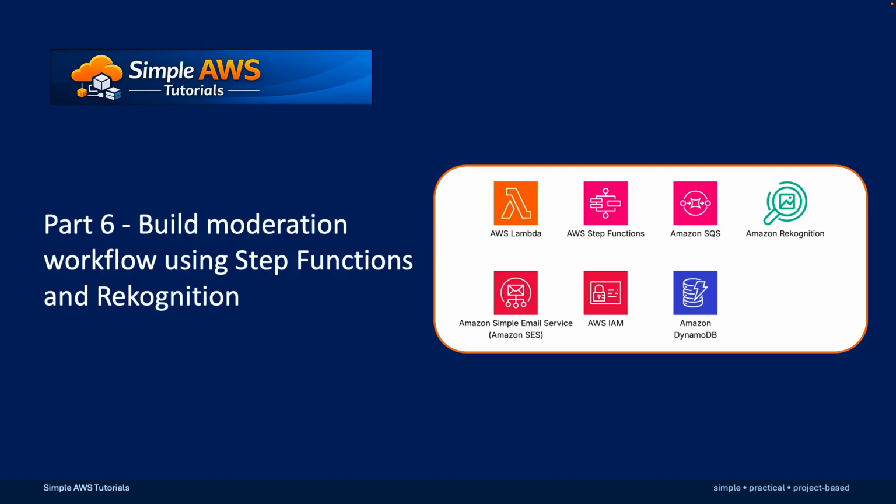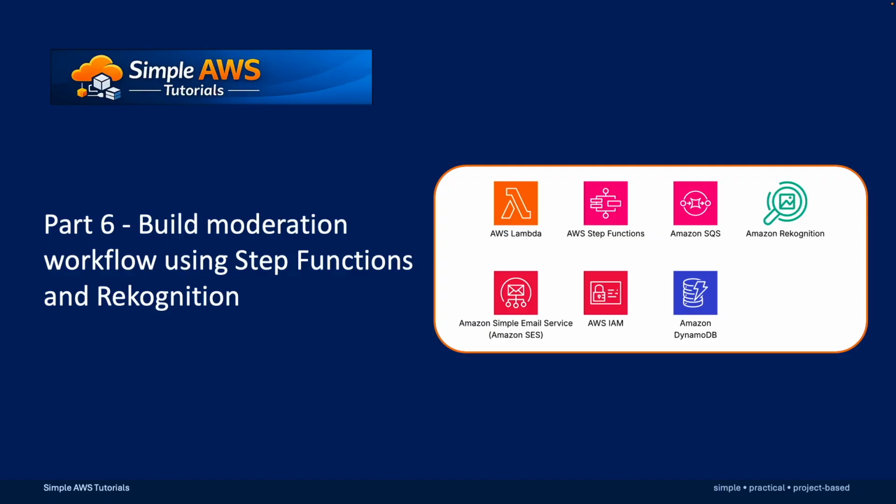So the services that we are going to touch in this part are going to be AWS Lambda, Step Functions, SQS, Amazon Rekognition to analyze the image, Simple Email Service to send the emails out to the users or to the administrators, DynamoDB, and IAM.